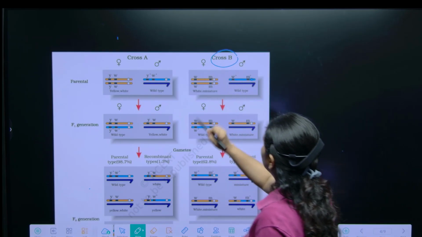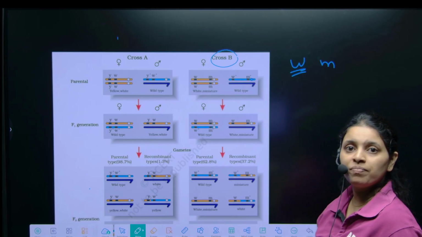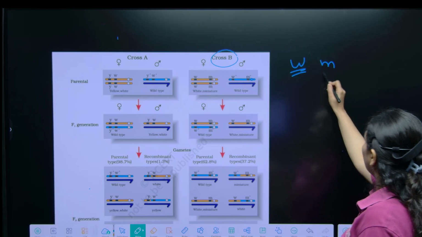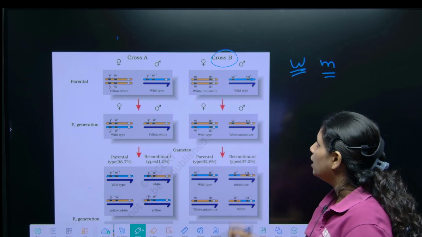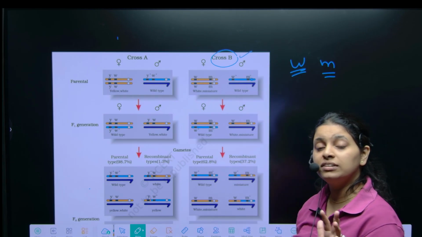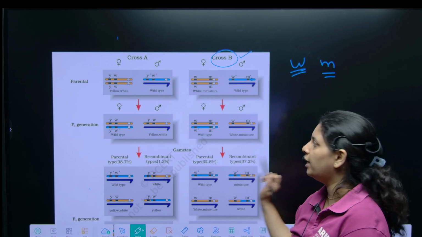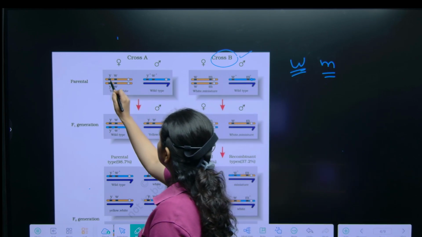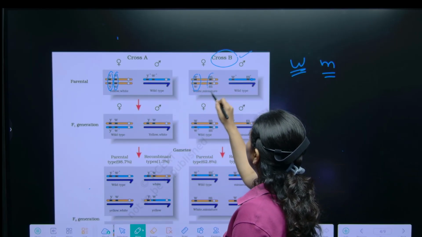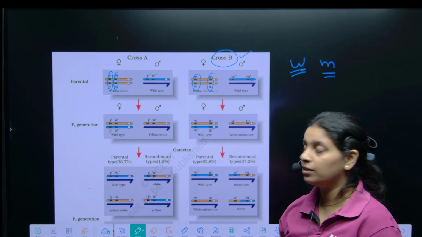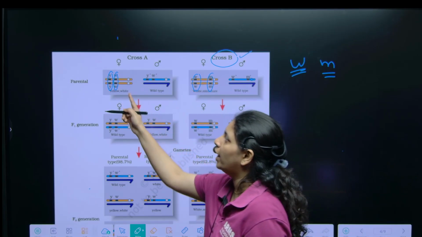Cross B, here we have W and M. So W is for eye color, right? And M is for the miniature wing size. M plus will be normal wing size. So here cross B is also a dihybrid cross considering eye color and wing size. First thing which you can note directly, compare both. The distance between Y and W, and here the distance between W and M, right, is different. The distance between W and M is more as compared to Y and W.